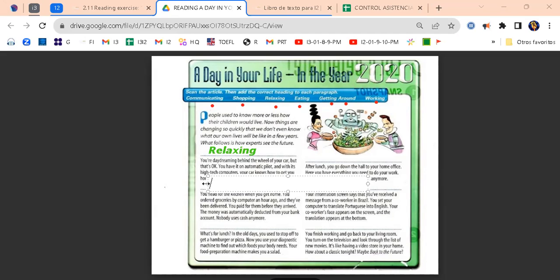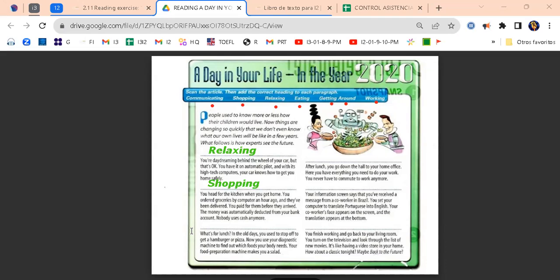Okay. So which could be the heading for this text? Communicating, shopping, relaxing, eating, getting around, or working? Shopping. Shopping. Okay.